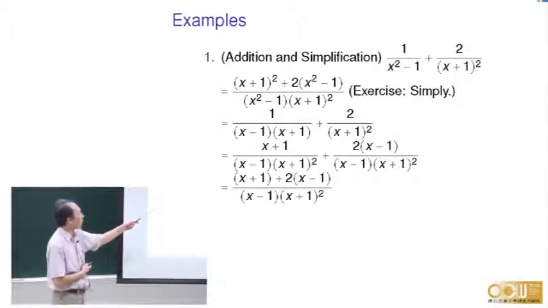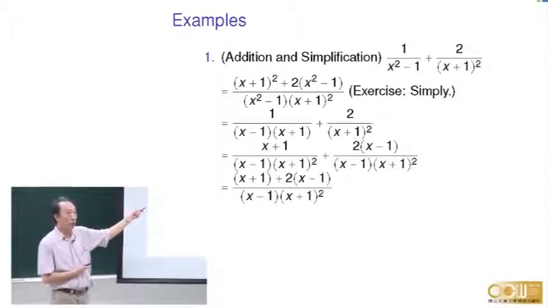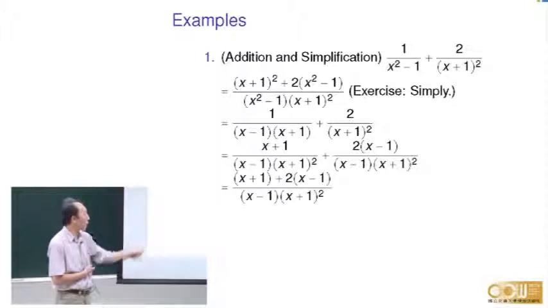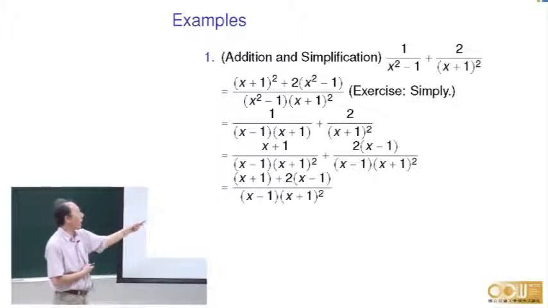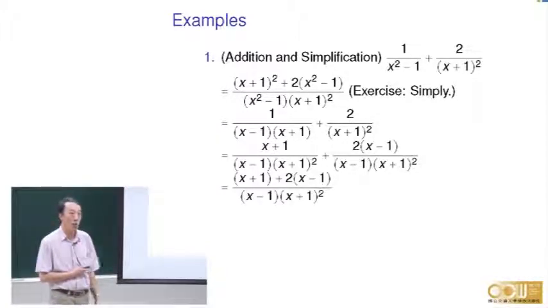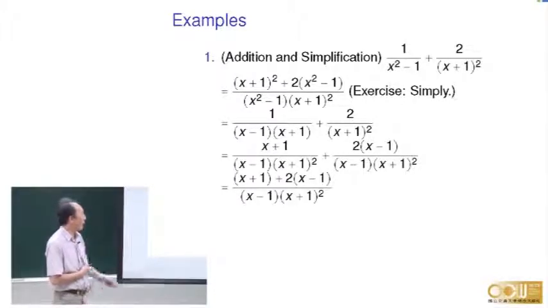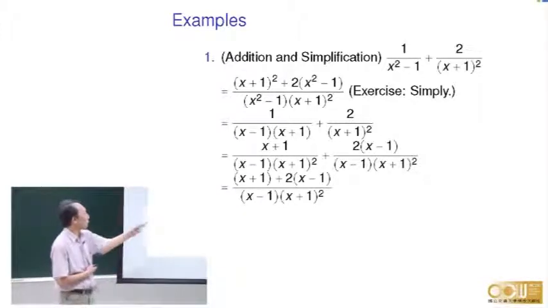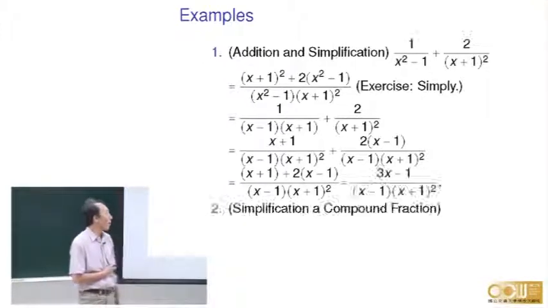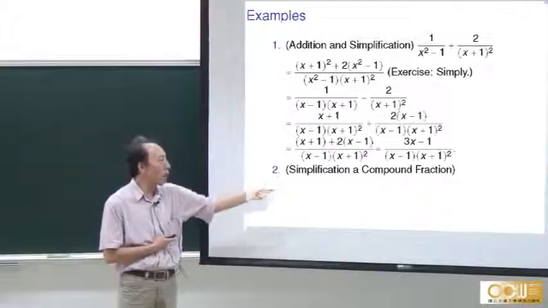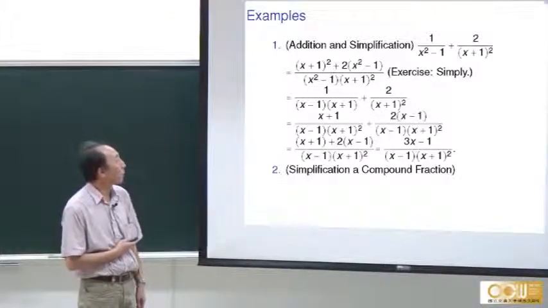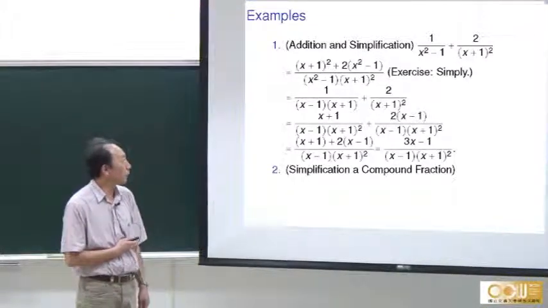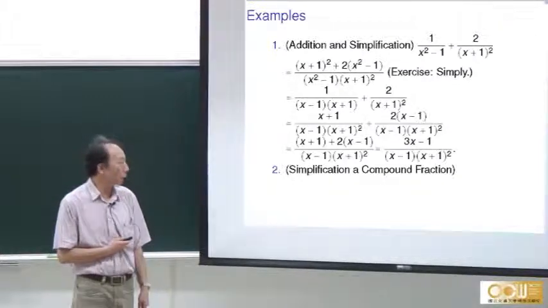Okay, then by changing this, I have to rewrite the numerator for each individual term. And now we have the same denominator, so I can simply add the numerators together, and that's what I do here. And then expand and add them. Okay, and this will be the simplest form for addition of two rational expressions.